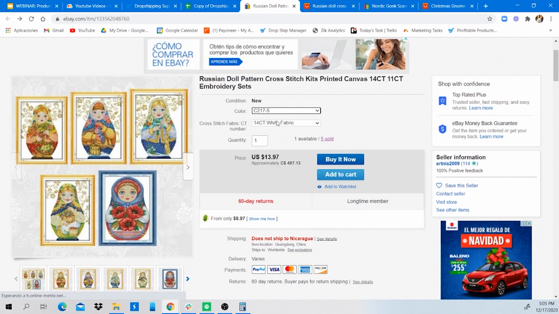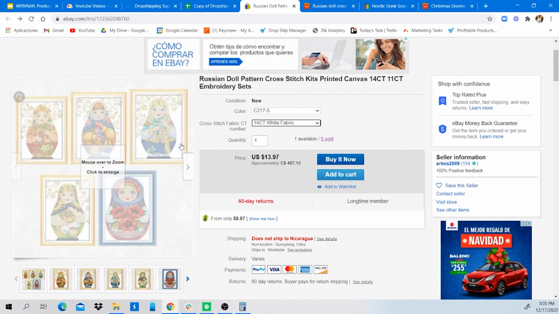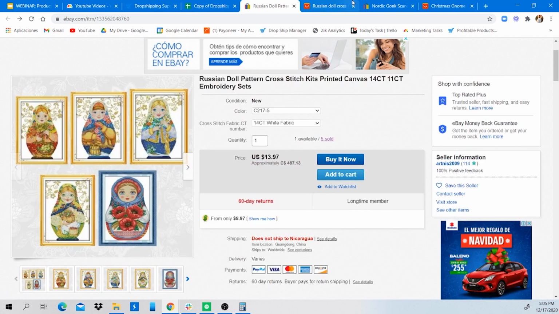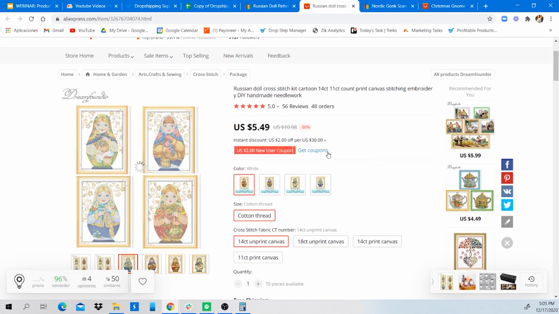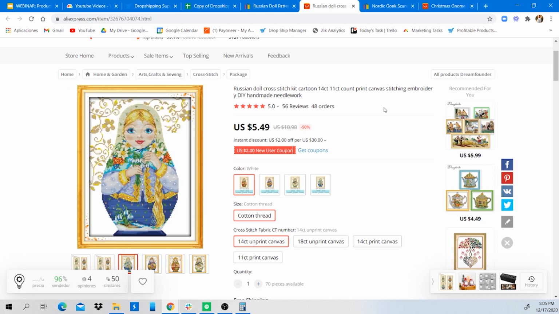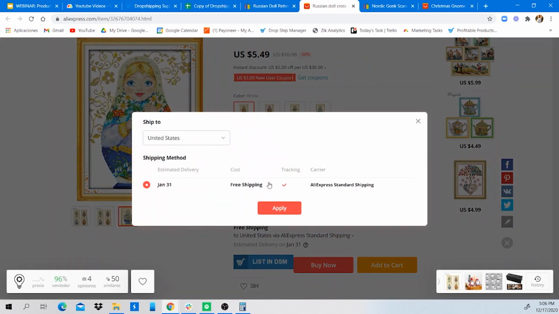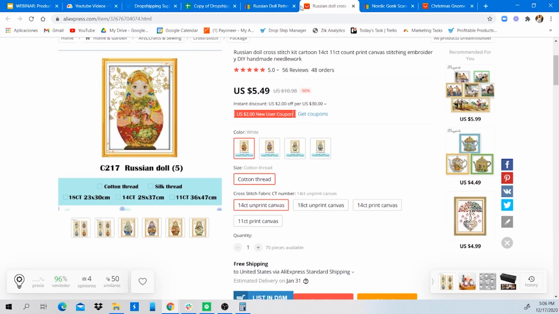Now let's try to source the same product, and this is my supplier on AliExpress. You see here that this has a 5-star rating, 99.1% positive feedback, a 96% seller ranking based on AliTools, and we have the final price. So we have a reliable supplier and a cheaper price for the same product, and not only that, we have free shipping.